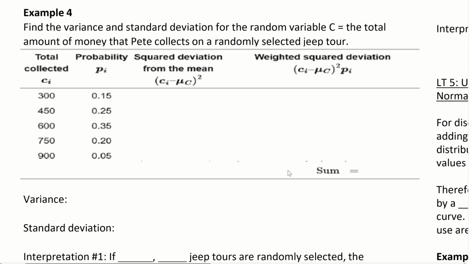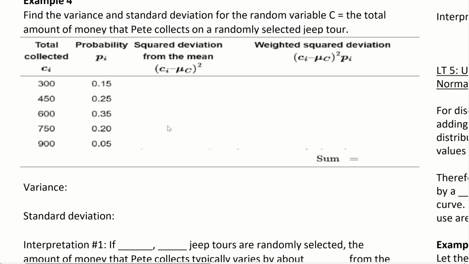Okay, so find the variance and standard deviation for the random variable C for Pete's Jeeps tour. We got the total calculated, we got the probability. I put it in a vertical format rather than horizontal, so these are the same values. Now we're going to first figure out what the mu C is, right? But we already figured out what that was. We calculated that to be $562.50, okay?